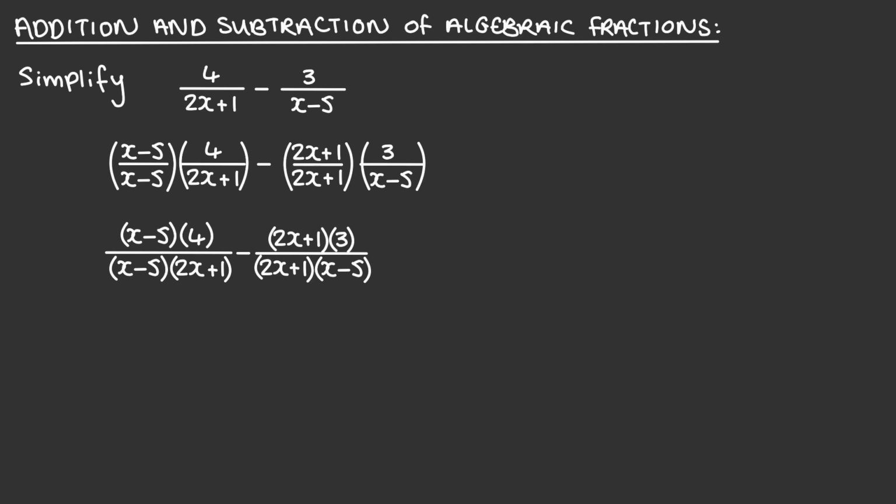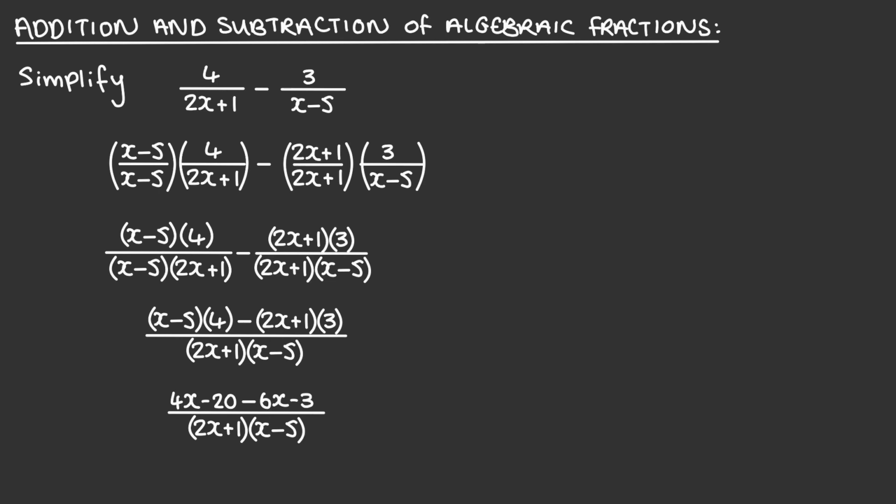The two fractions can now be subtracted from one another, since they both share a common denominator of 2x plus 1 multiplied by x minus 5. Further simplifying the numerator by multiplying out the brackets, the answer to this question is 2x minus 23 divided by 2x plus 1 multiplied by x minus 5.